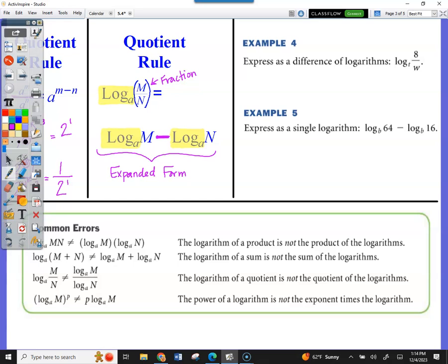Okay, 2 practice problems. It says express as a difference of logs. They're literally telling you right here, hey, you're subtracting. Express as a difference. We have log base t of 8 divided by w. So I'm going to write it as log base t of something minus log base t of something. The something, the of part, comes from the order of the fraction. 8's on top, w's on bottom.